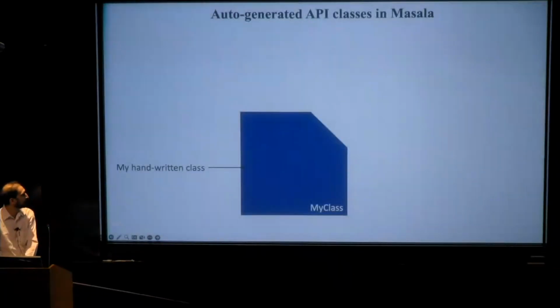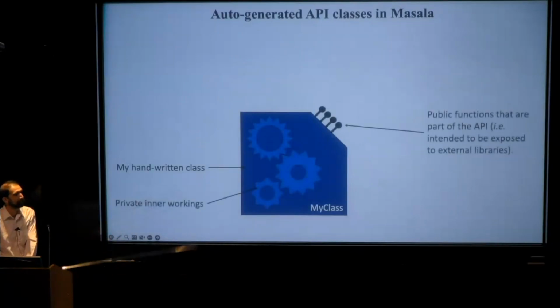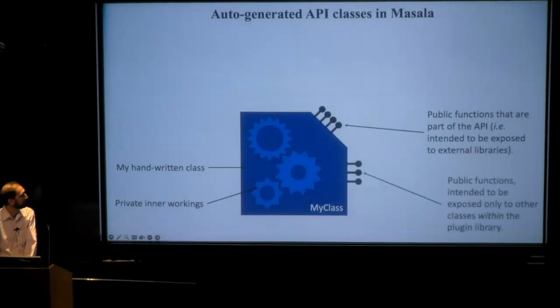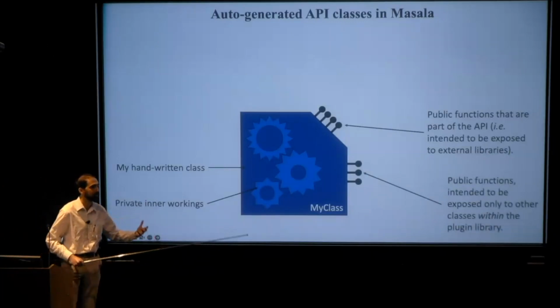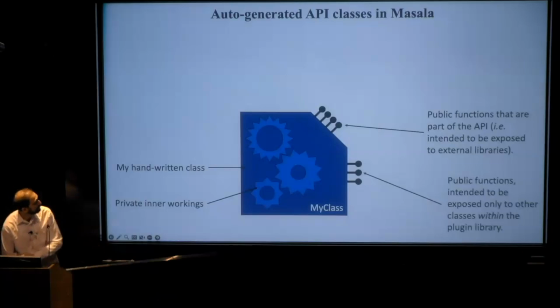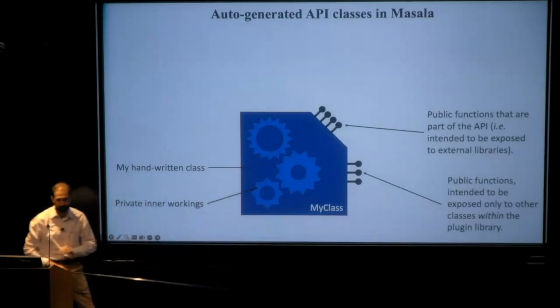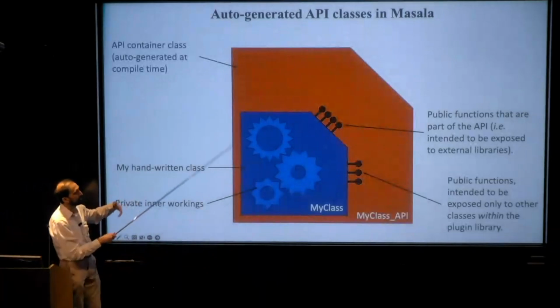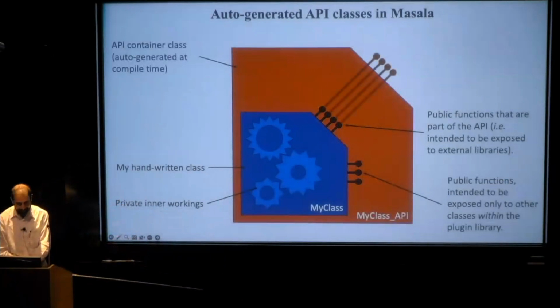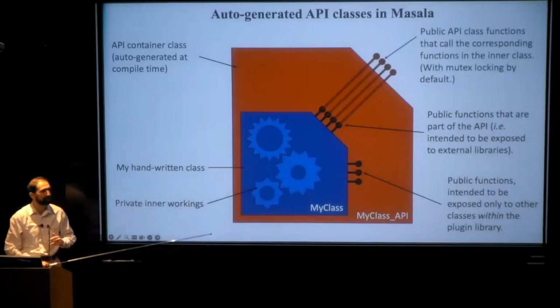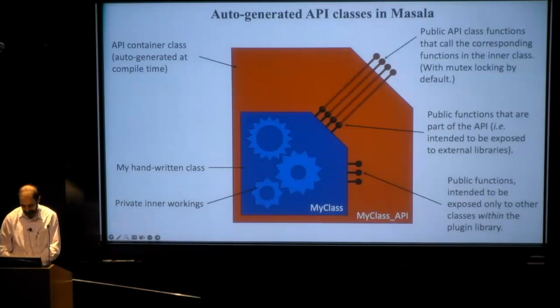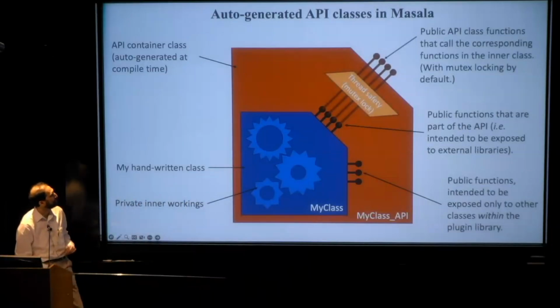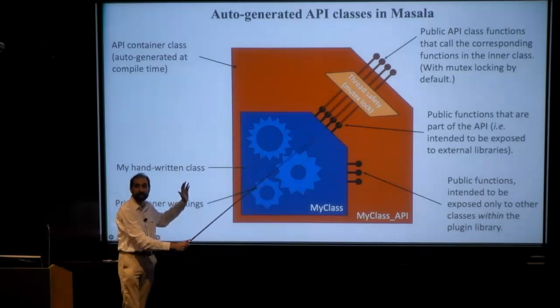I'll go through this very quickly. If you have a handwritten class with private inner workings, public functions that you want to be part of the API, and public functions that you do not want to be part of the API, but you want to be available to other things within the library, these you've described in your API definition function. And the thing that gets auto-generated is a container that just has functions that call the inner class functions. And we might as well put the thread safety in the container.